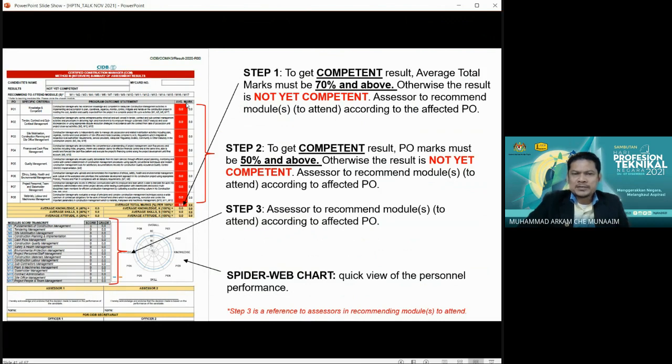Not yet competent means there is something you need to polish up. You need to polish up, and then you can come again for another assessment, in order to get a passing result, or competent result.